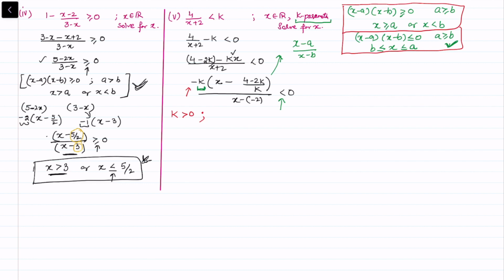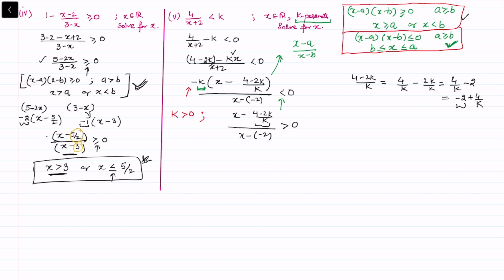So my current inequality will be (x - (4 - 2k)/k)/(x - (-2)) strictly positive. If it is strictly positive, I am going to apply the first formula. In this case, I also have to see which is the bigger and smaller term. So here this is (4 - 2k)/k. Let's separate out the term. This is 4/k minus 2k/k, which is 4/k minus 2. So this value is minus 2 plus 4/k.